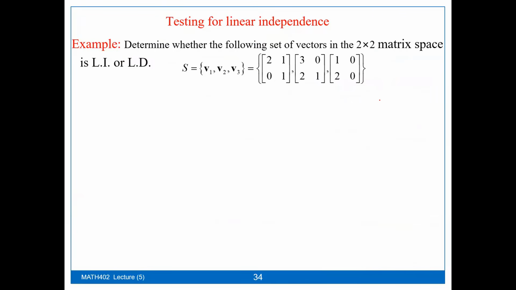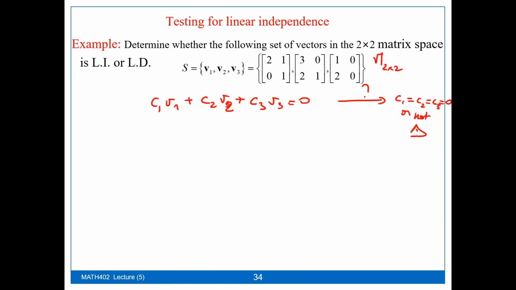So now we are in the set of 2 by 2 matrices, M2 by 2. These are 3 vectors in this set. Are they linearly independent or linearly dependent? Again, we have to solve C1v1 plus C2v2 plus C3v3 equals 0. The question is, does C1 equals C2 equals C3 equals 0 or not? Do we have a unique solution or not?